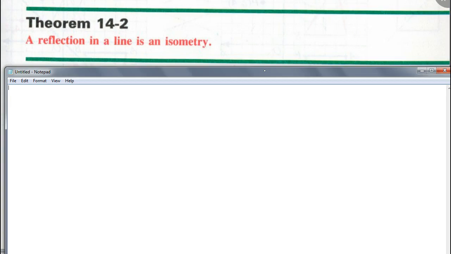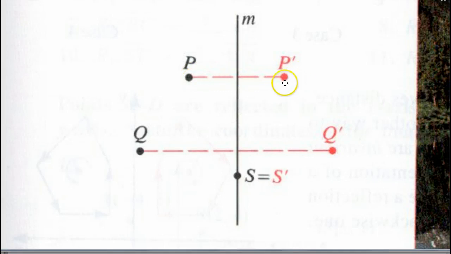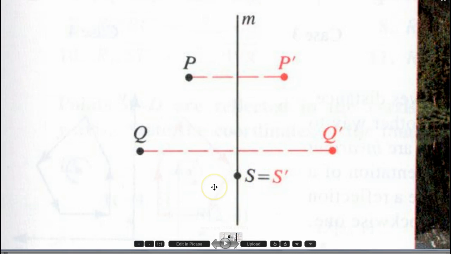So write this down. I'll wait. Very straightforward. So here's an example of reflection of point P on this line M. Where would P prime be? Well, right on the other side, right? Q on the other side. And if S is on this line M, the image of S, S prime, will be the same as S, right? Does that make sense?